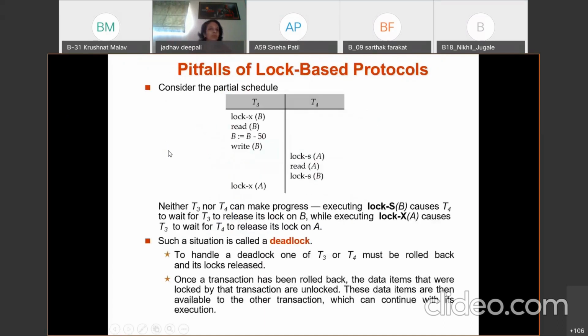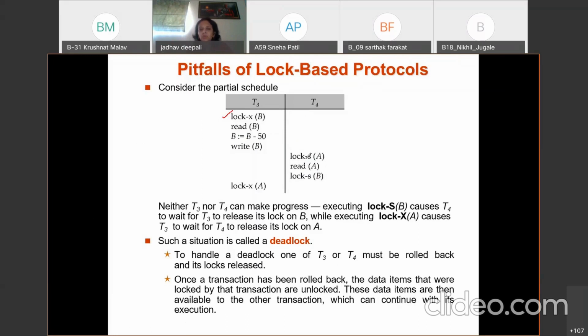Now see the most important part of this concurrency control. Here you can observe two transactions, T3 and T4, and some instructions are shown here. When we start with the transaction T3, its lock request on data item B is granted. Why is it granted? Because no other transaction is using data item B. Now, read the value of B, perform the operation, write the value of B.